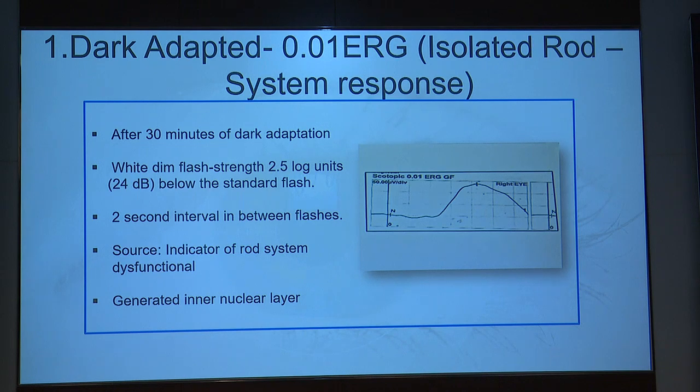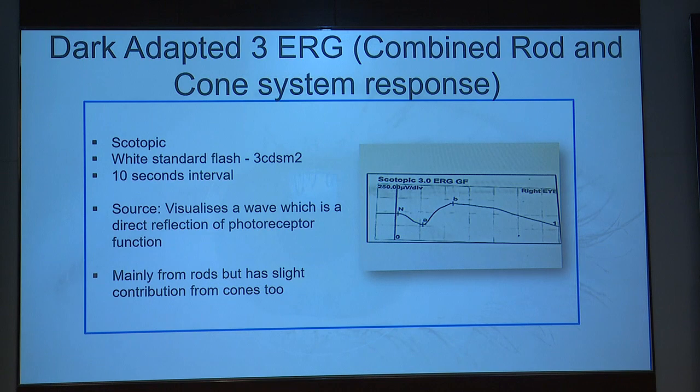So the first test is done with very substandard light, and the interval between the two flashes is approximately 2 seconds, and the source of the wave is basically from the rods, and it generates from the inner nuclear layer. If you slightly increase the flashlight up to 3 candela, and the interval is 10 seconds, then you can see the A wave is a little better, but this is mainly from the rods and a little bit from the cones also, because the light is on the higher side.